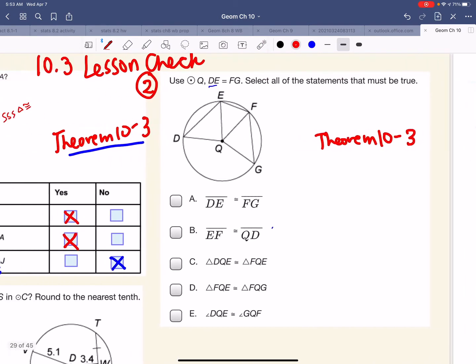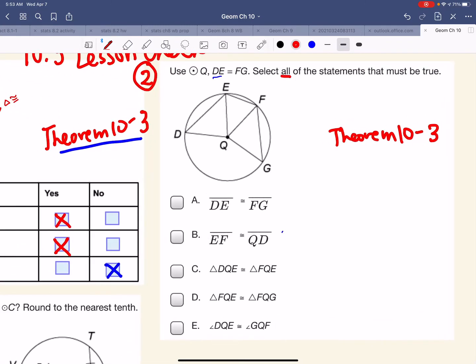Question number two. Select all that are true. So if they tell us that DE, BAM, is congruent to FG. Okay, so that's our theorem we went over today, right? That means that this is equal to this, but it doesn't necessarily mean that that smaller triangle is equal to them. So we also know this whole triangle is equal to this whole triangle. So in that same way, these radii are equal, and these angles would be equal to one another, all right? So let's identify what they are asking.